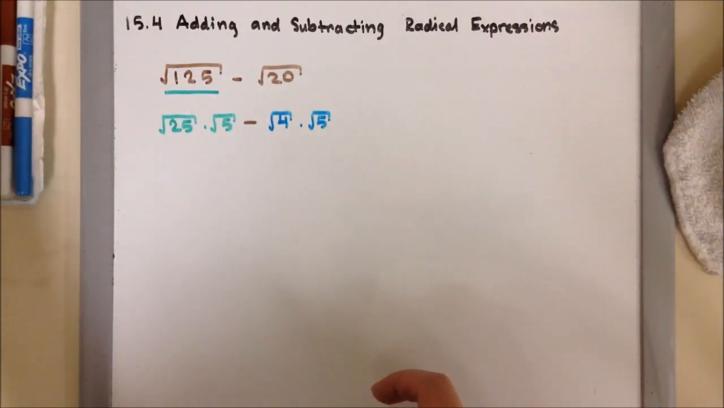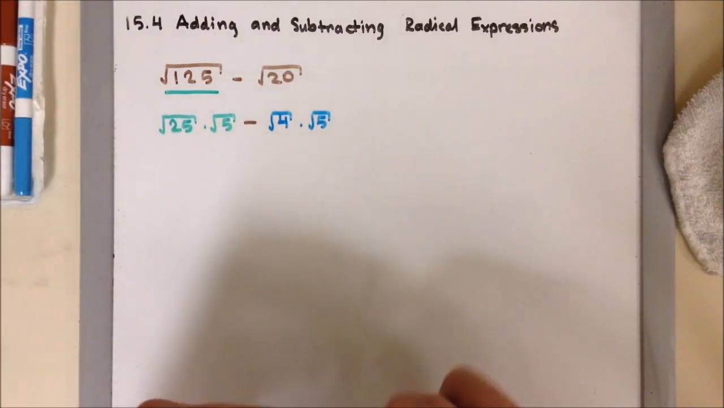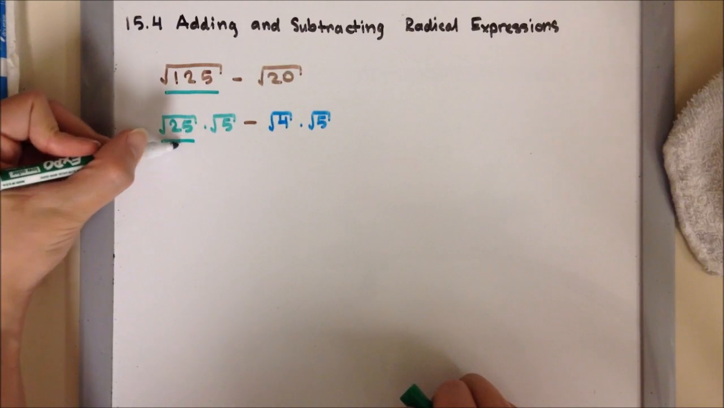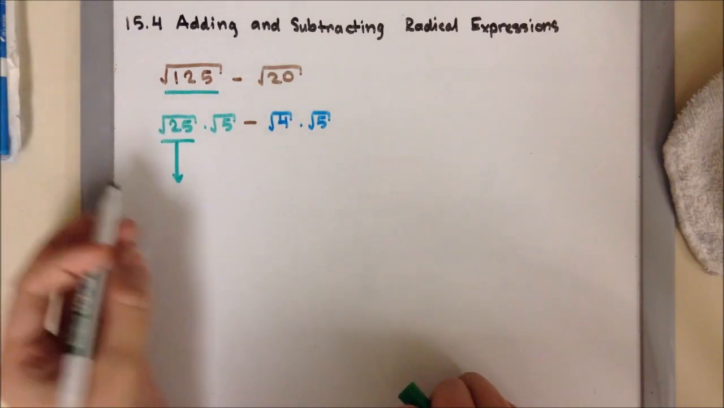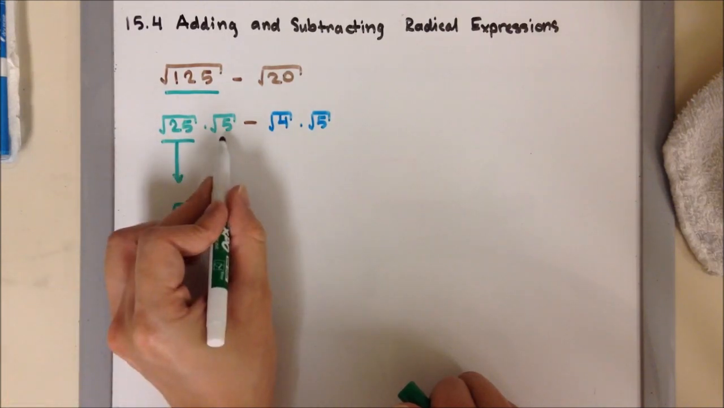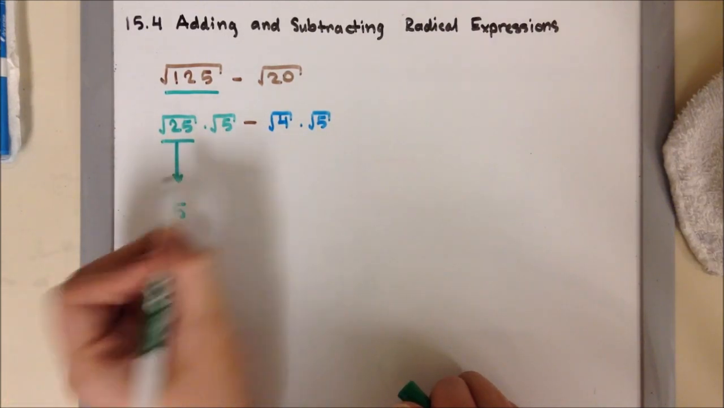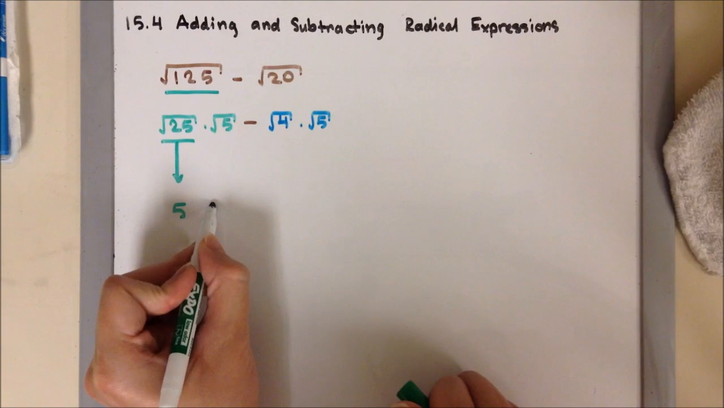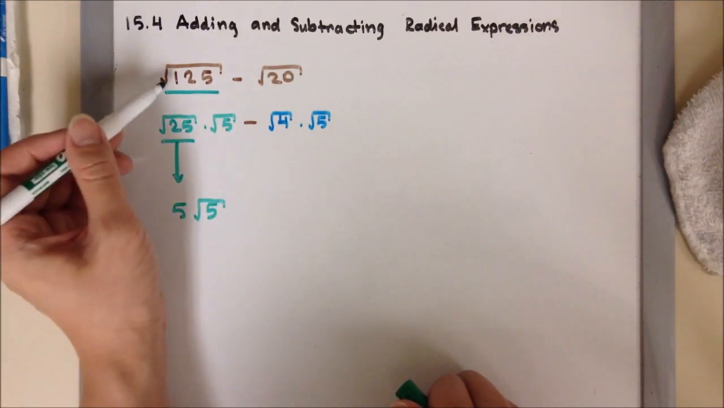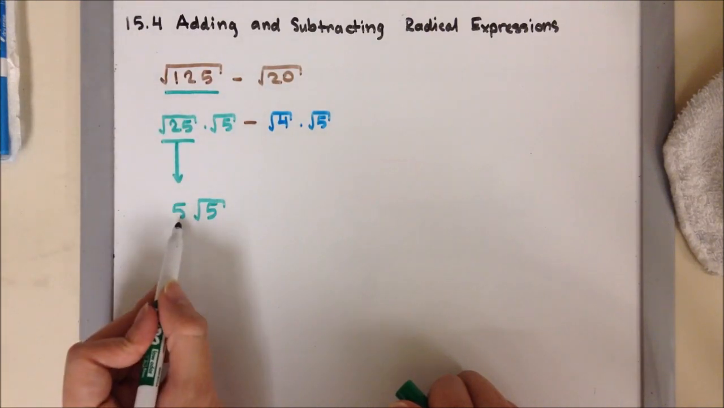Alright, so let's take a look at the first radical expression. Now the only one that I can do the square root of is the 25. So the square root of 25 is just 5. I can't simplify nor do the square root of 5, so I'll bring it down and put it next to the 5. So when I simplify square root of 125, it will become 5 square root of 5.